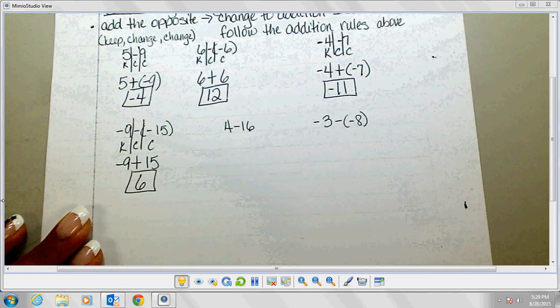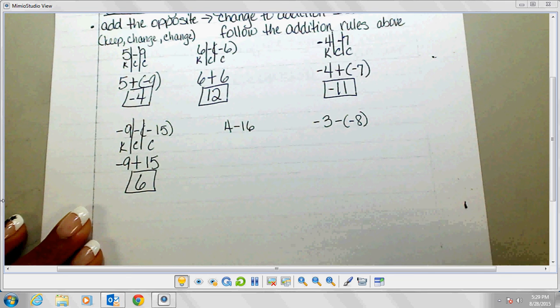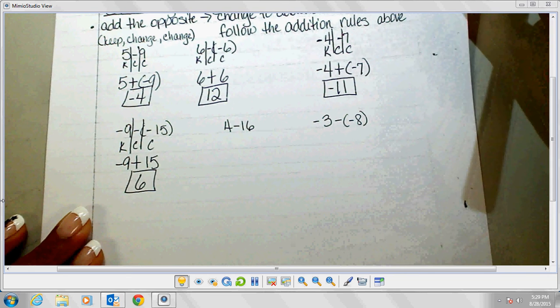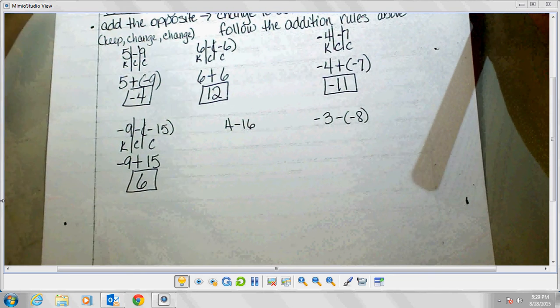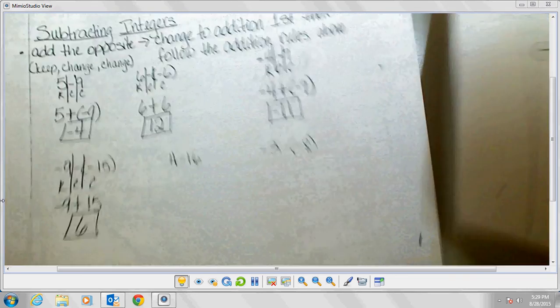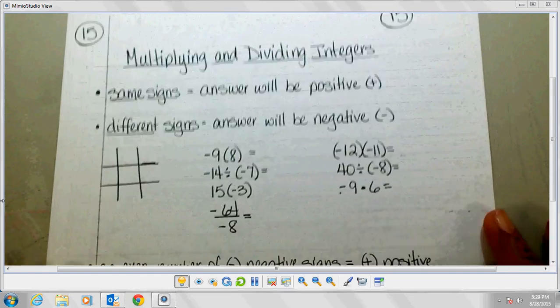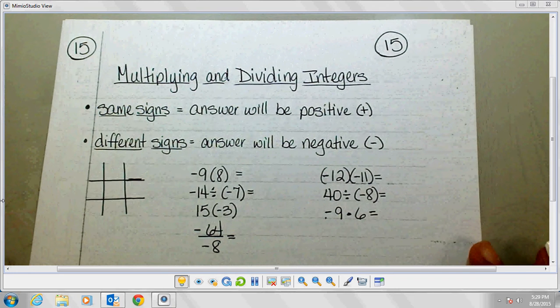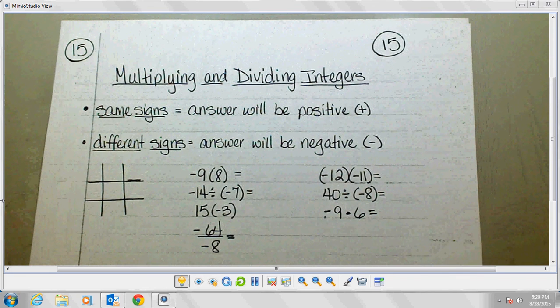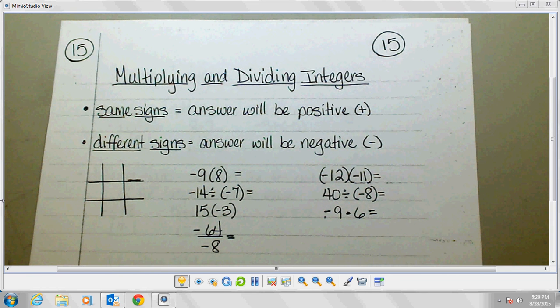Okay, I want you to try the next two examples yourself. So pause the video and do that. Okay, now we're going to go to multiplying and dividing integers, which should be on page 15 now. Okay, we have two rules. The first rule says if your signs are the same, your answer will be positive. The next rule says if your signs are different, your answer will be negative.